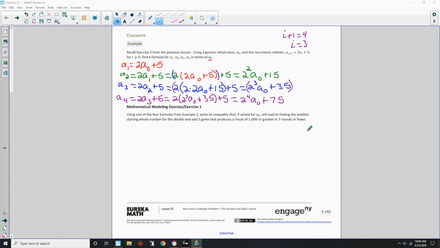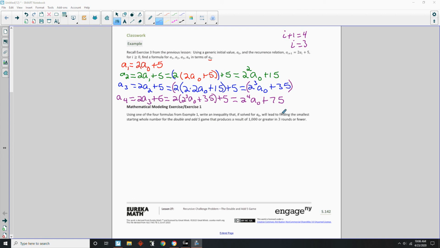Okay, so this one's a little tricky. The first thing, what does a sub 2 mean? Well, that's the result from round 2. So a sub 2 is the result of round 2. A sub 4 is the result of round 4, and so on. So write what the statement "produce a result of 1,000 or greater in 2 rounds" means, or in 3 rounds.